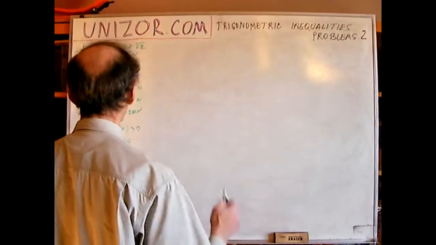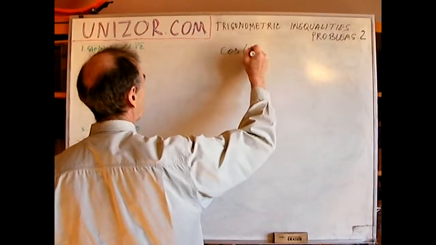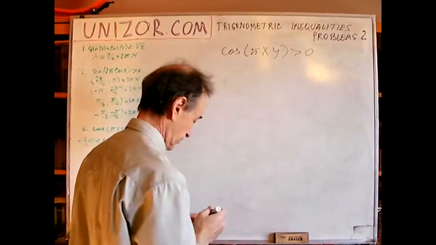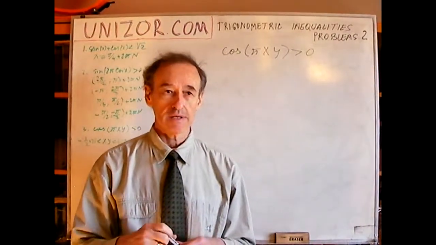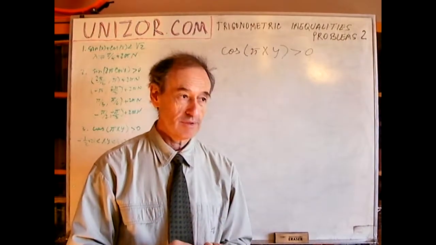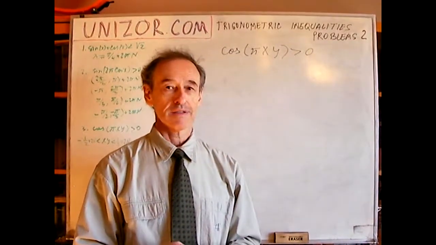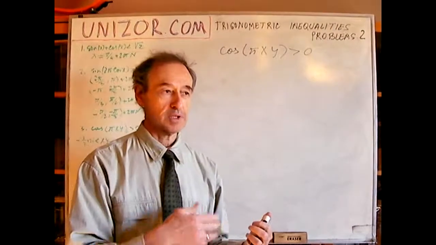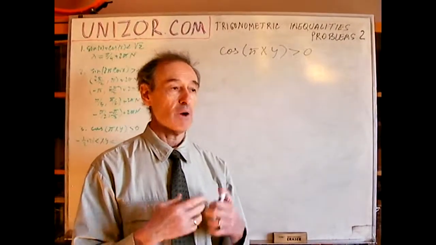And the third problem which I have is cosine of pi xy greater than 0. Okay, now the first question you might ask is, hey, we have only one inequality and 2 different variables. Well, that's right, which means that solutions are not expressed as an inequality for x, but it should be an inequality on x and y. And how can we express it?